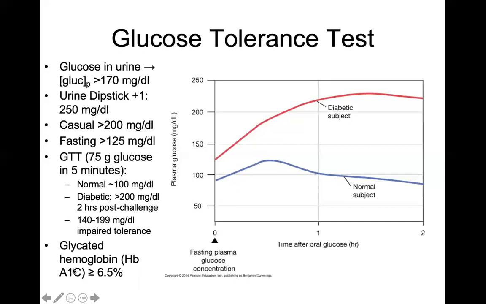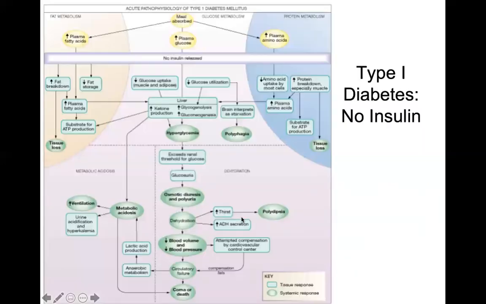Just know that A1C is glycosylated hemoglobin. So remember that you have hemoglobin molecules in your blood. You can actually add glucose. If your glucose is really high, you'll add glucose to the hemoglobin and they can measure what percentage of your hemoglobin has glucose on it. So these are all really just methods of testing for diabetes, okay?